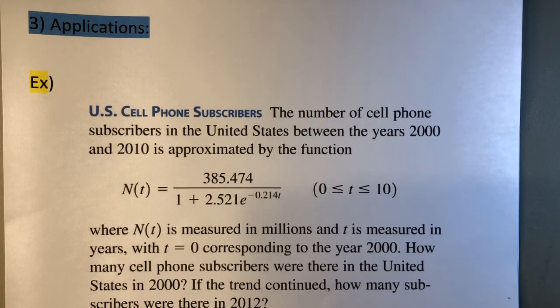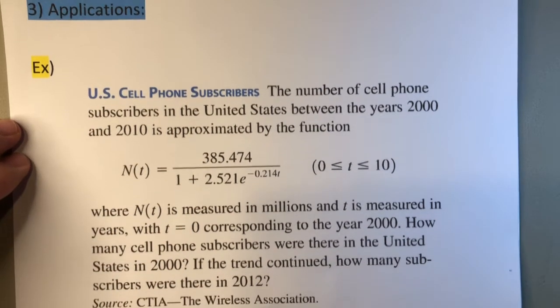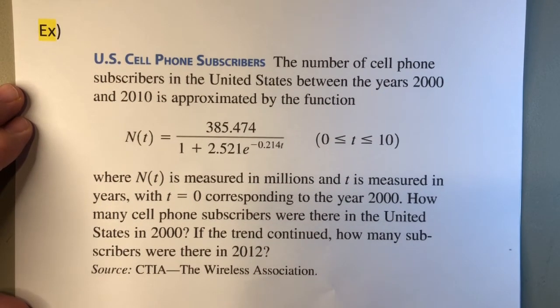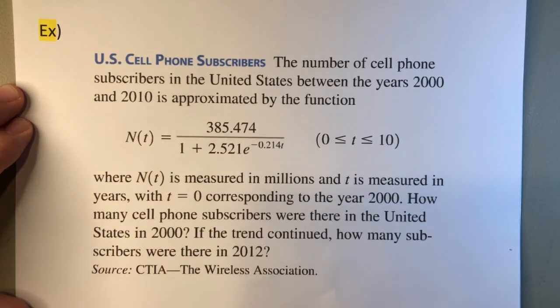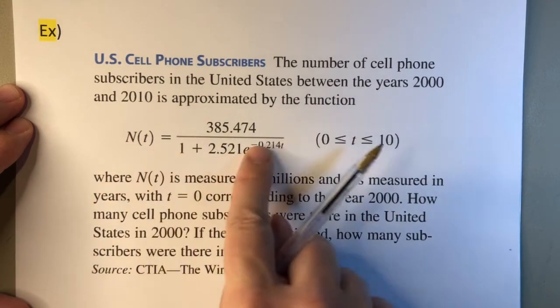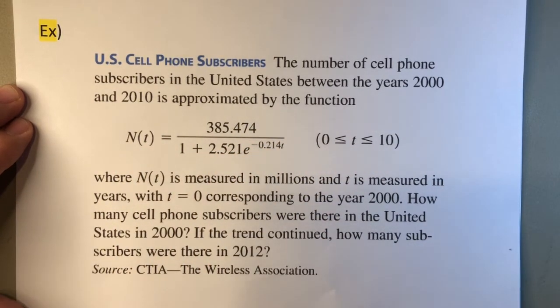Okay, let's look at an application type problem you're going to see in section 3.1. These are going to be easier than the application problems you're going to see in the other two sections, especially in section 3.3. Because in section 3.3, you're going to have to come up with this model based upon given information. In section 3.1, they're going to go ahead and give you the exponential function to use.